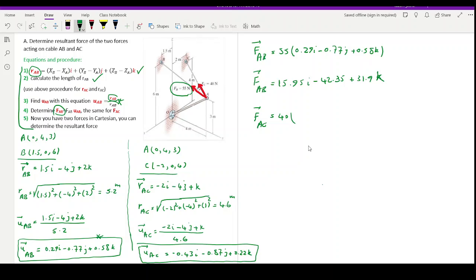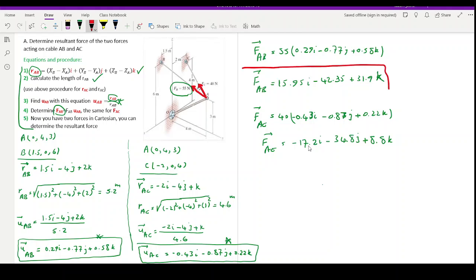And the same for FAC, and that's going to be 40 times this vector in here. So 40 times negative 0.43 i, negative 0.87 j, and plus 0.22 k. Again, you multiply it, FAC is going to be equal to negative 17.2 i, negative 34.8 j, and plus 8.8 k.